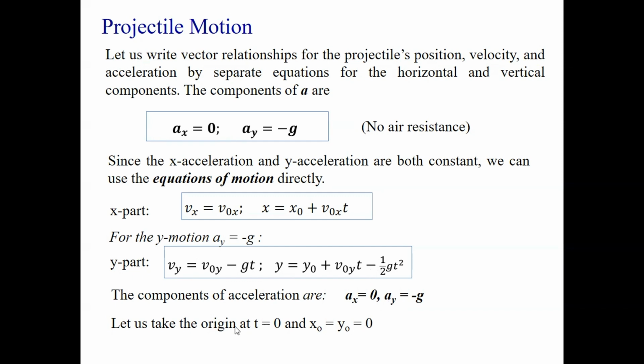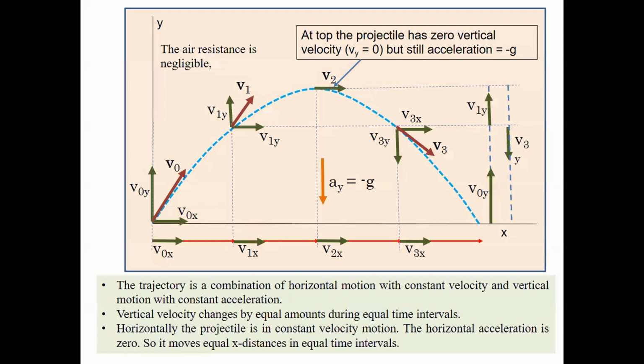We can also assume that the origin is at t equal to 0, so x naught and y naught are 0, and we can simplify. Here we show the velocity components as the projectile moves along this blue colored line. We can see first the velocity vector has two components, v naught y and v naught x, then v1y and v1x.